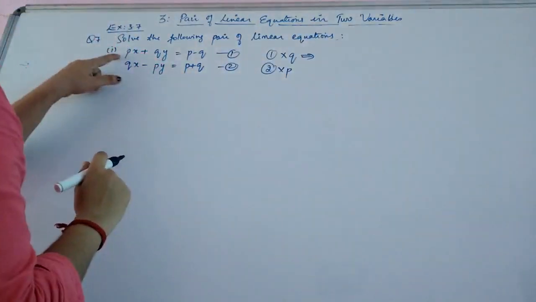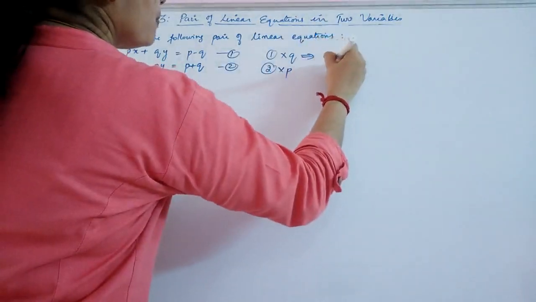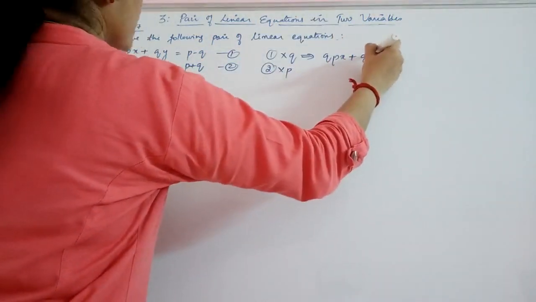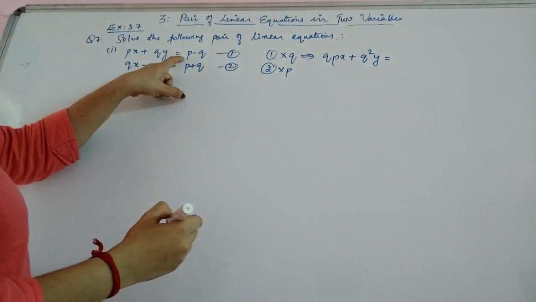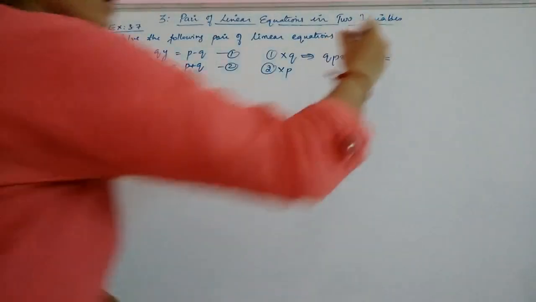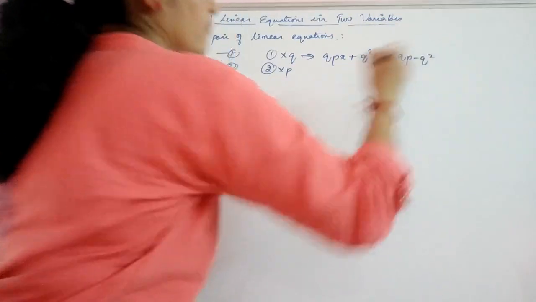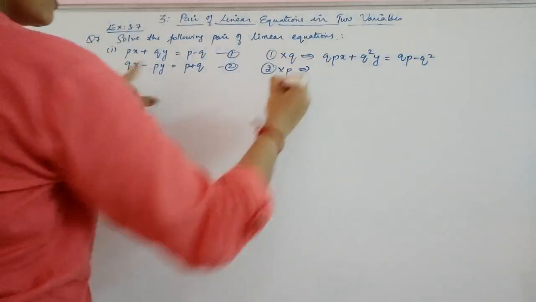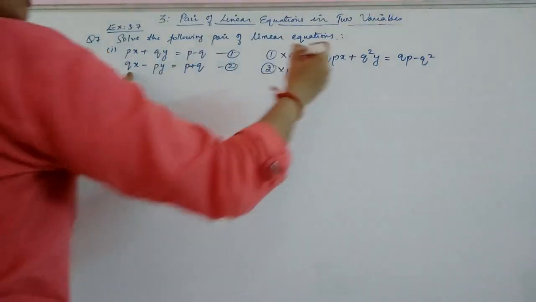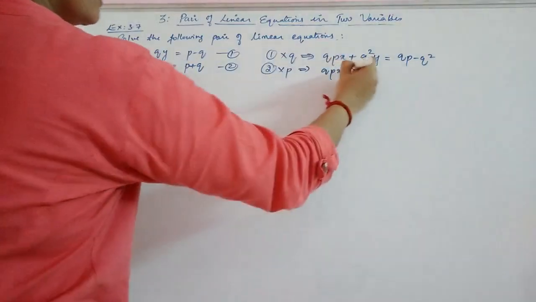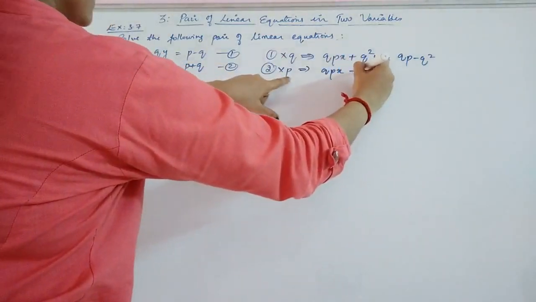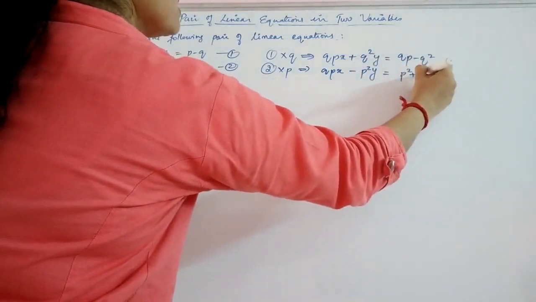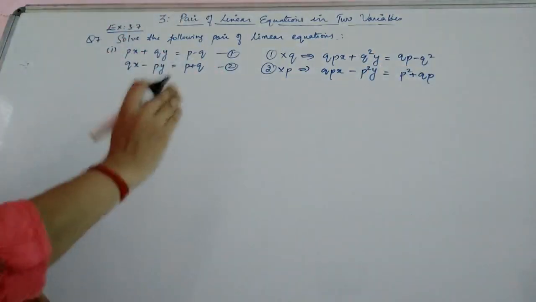So the first equation into q will give you the first term as qpx plus, again with q, you will get q square into y is equal to, here you will get qp minus q square, which will be your new equation after multiplying with q. Now the second equation becomes, after multiplication with p, first term is again qpx, second term, with multiplication with p, you will get p square y is equal to, here you will get p square plus qp. Okay, these are the new two equations.